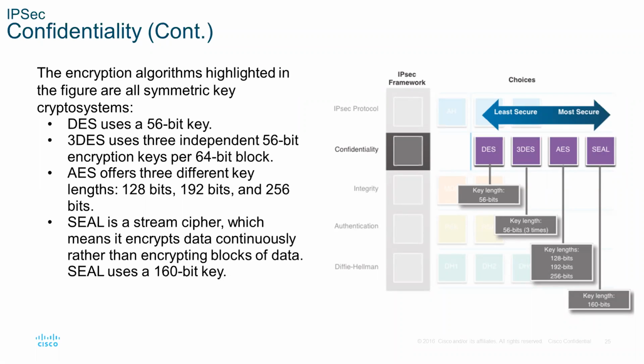AES has variable key length, so 128, 192, and 256 bits. So this allows for much stronger encryption than the other options. And then we have SEAL, which is a stream cipher, which continually encrypts blocks of data using a 160-bit key.